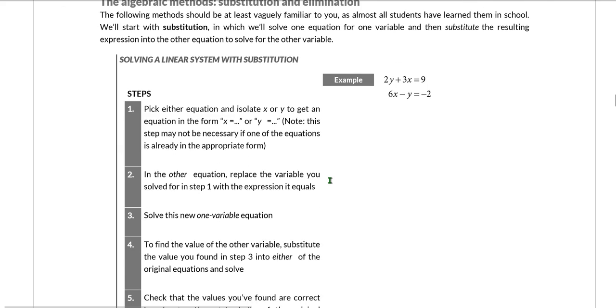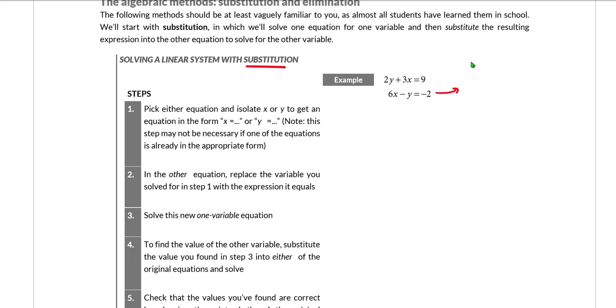So let's start with substitution. The steps for substitution are listed here. We're just going to work through them one step at a time. What we do is pick one equation and isolate the x or the y. At a quick glance, this system says that it probably would be easier to isolate the y in the second equation. We don't have to, but I think that's what's going to be easiest.